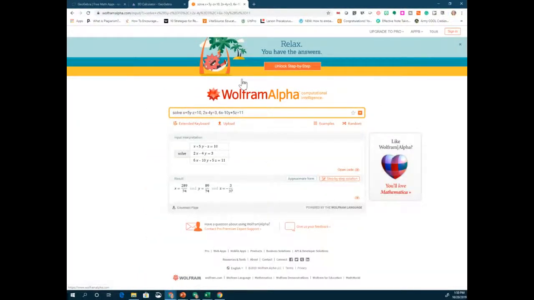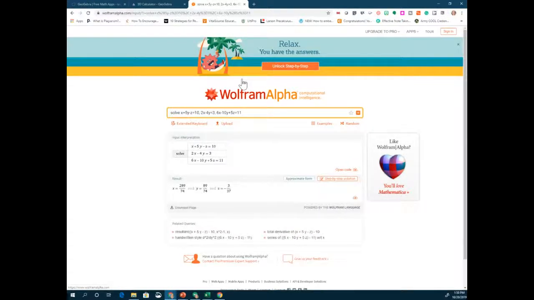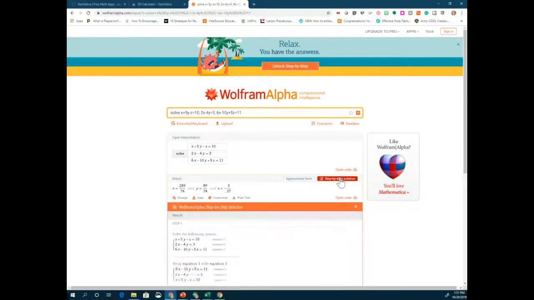Yes, nasty fractions. But you can check your answer by typing it into Wolfram Alpha. You basically just solve and then type your equations with commas, and then it will give you your results. So that will give you a way to check your work. Now, on the application assignment, I do need to see the work. So you do need to show me the process for solving. But at least you can use this to double check whether you solved correctly before turning something in. But you generally can't see a step-by-step solution.